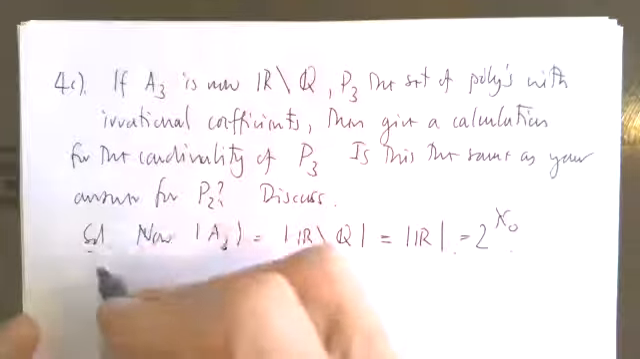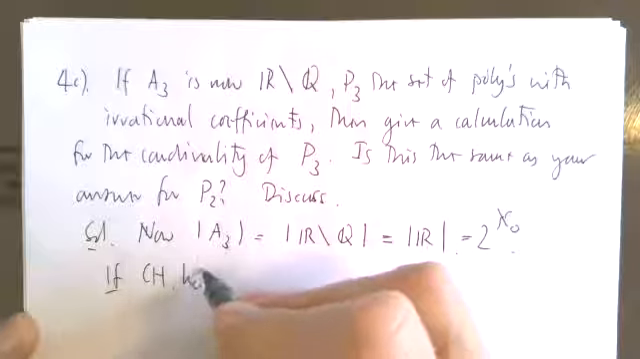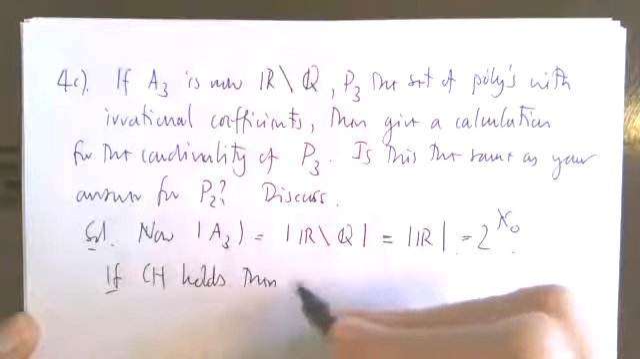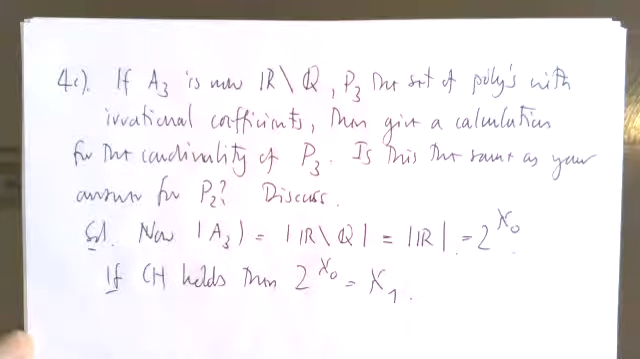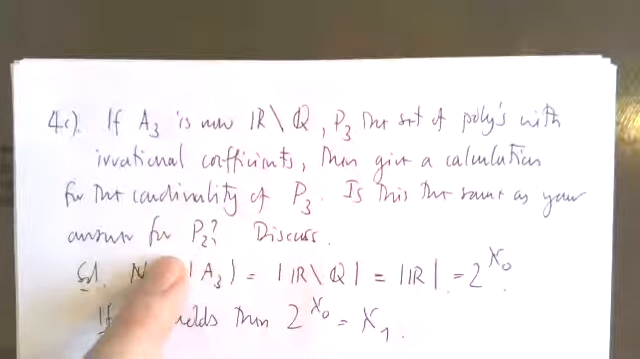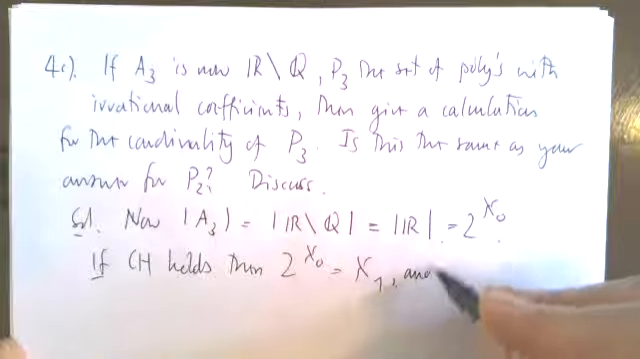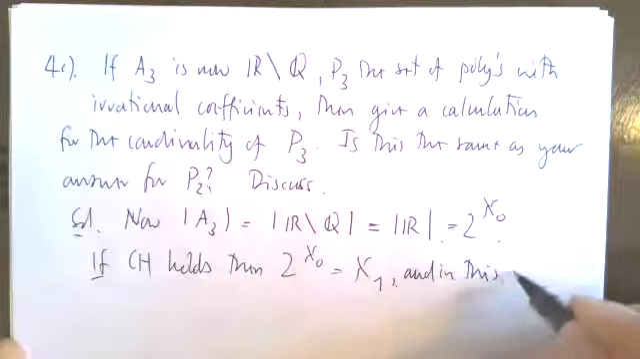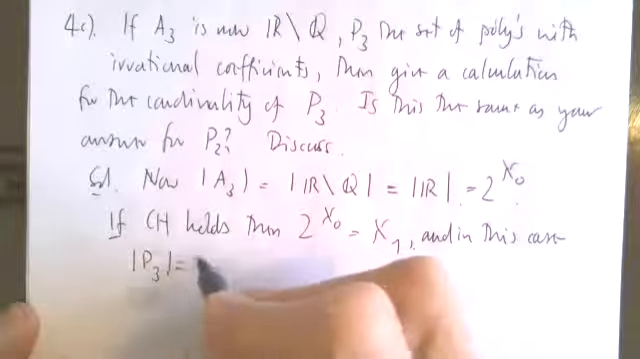So now this is the discussion. If CH holds, then 2 to the Aleph 0 is Aleph 1. So the answer then is yes, it would be the same as the cardinality of P2. So in this case, they're the same.